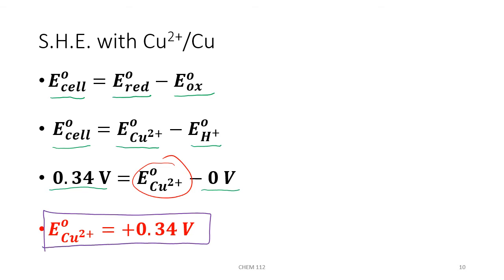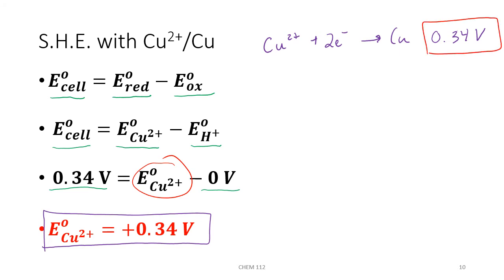So if we wanted to write out this electrochemical reaction, that would mean if we had copper 2+ being reduced, so gaining 2 electrons to become elemental copper, we could include after that 0.34 volts. That positive 0.34 volts is the standard reduction potential of copper relative to that standard hydrogen electrode.